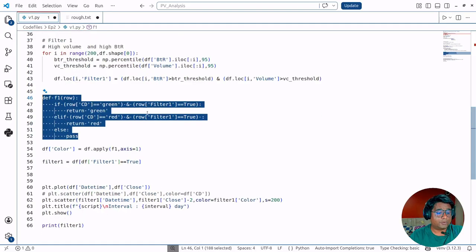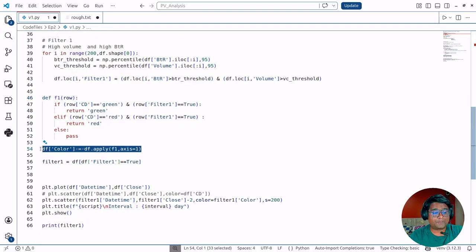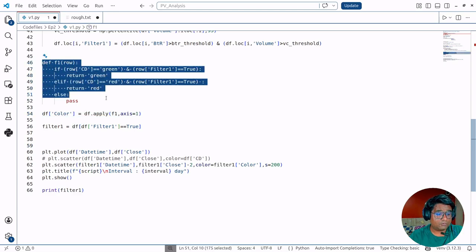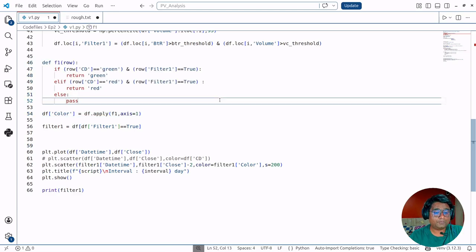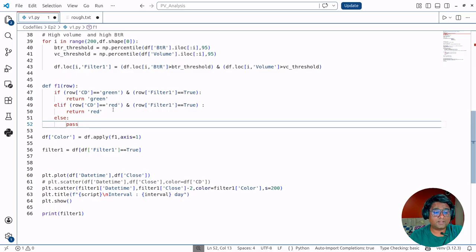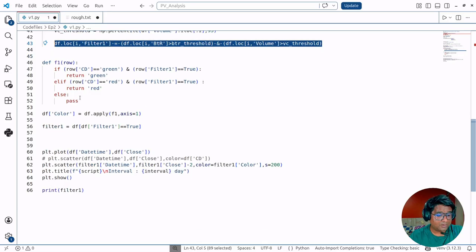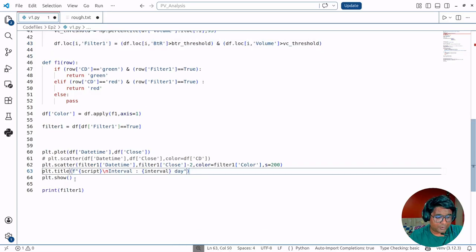Yes. Okay, no problem. This is for the marking on the plot. This patch of code only marks green and red where this condition is satisfied. Otherwise, it just passes. It does not return anything. So that is for this plotting purpose only.